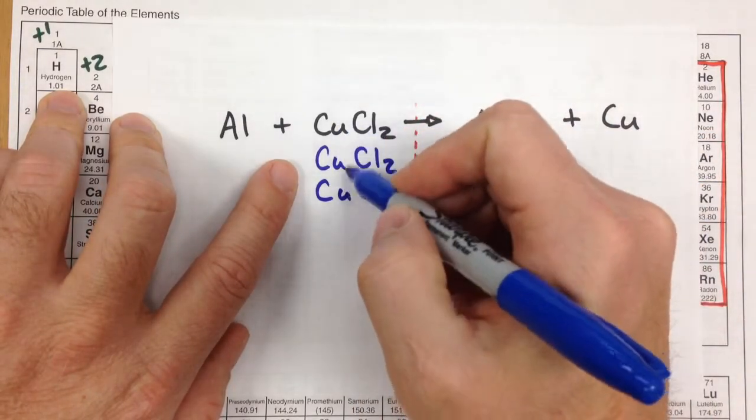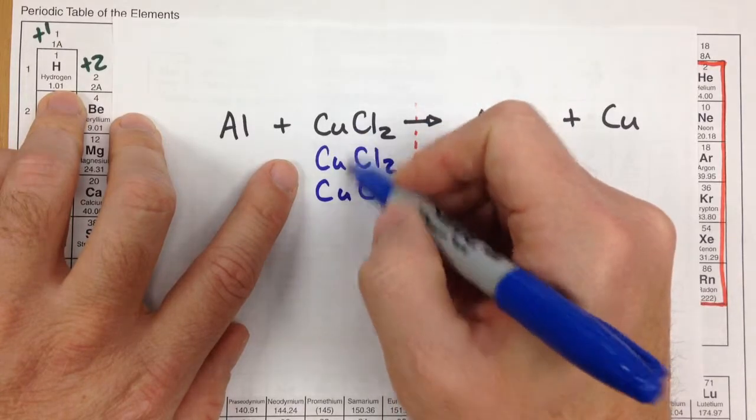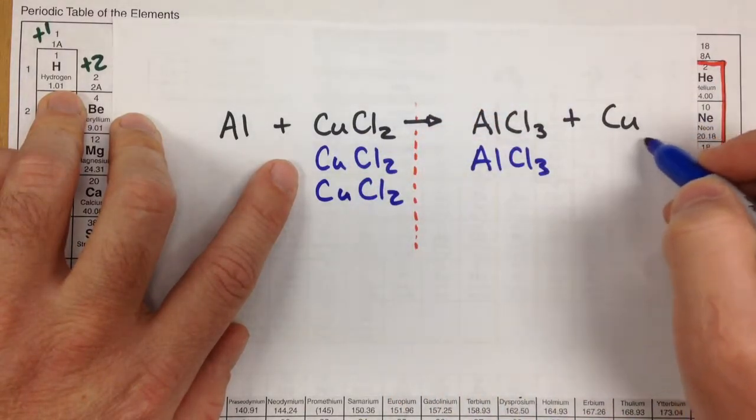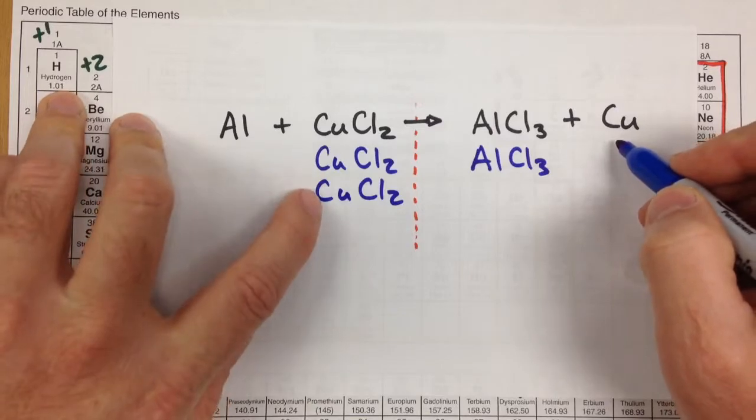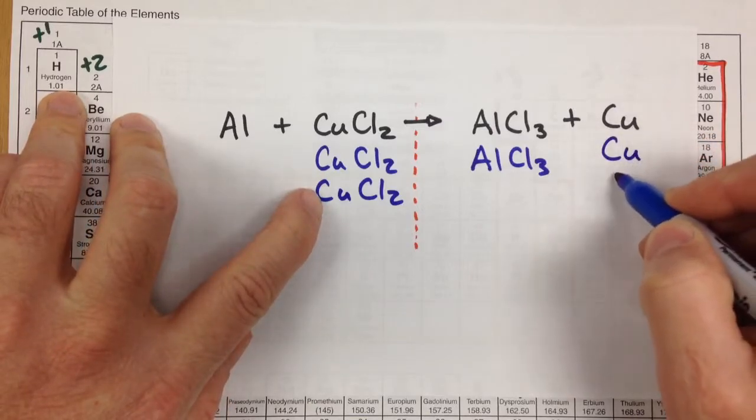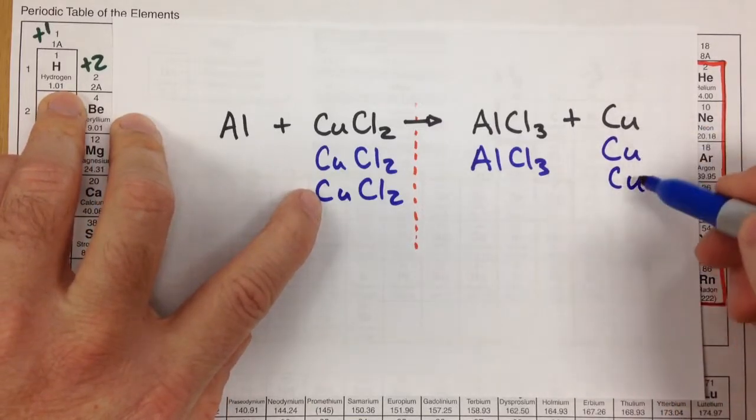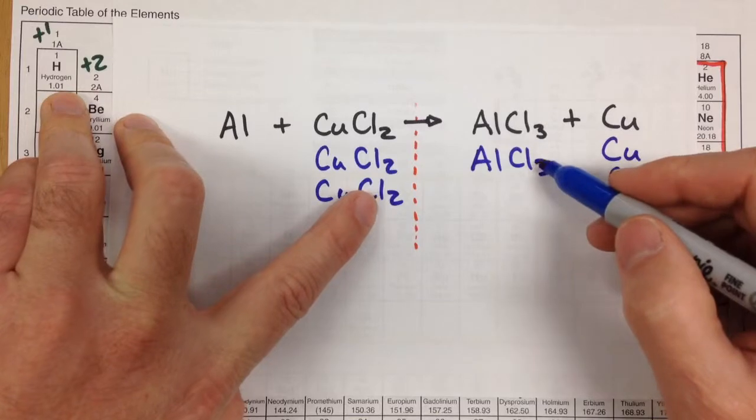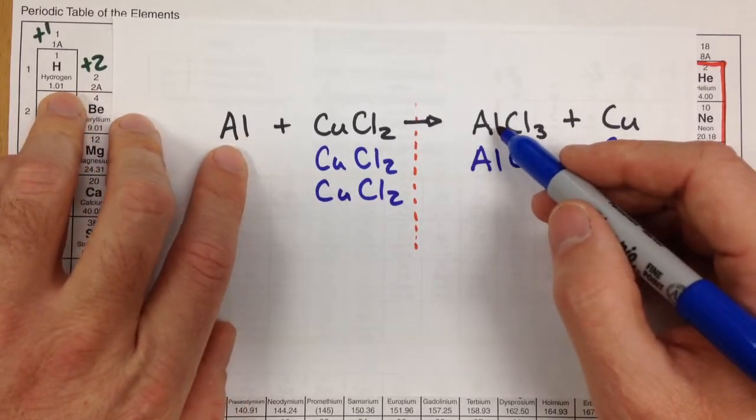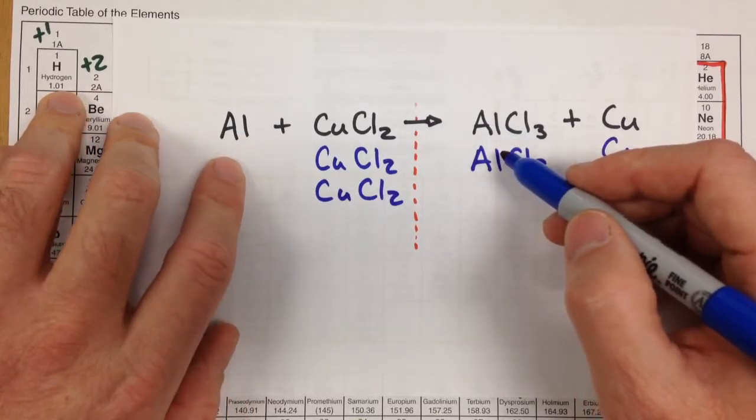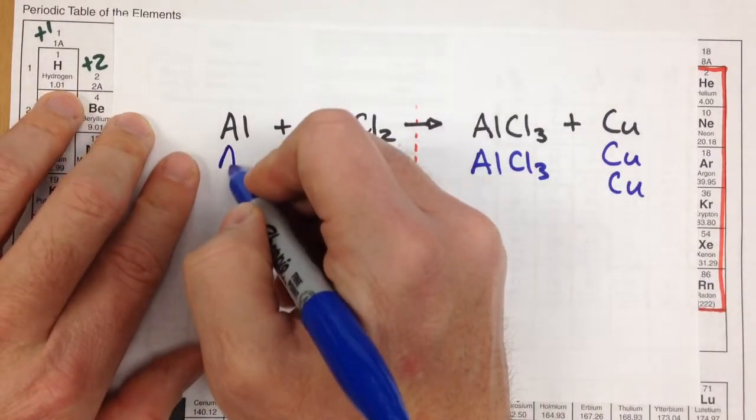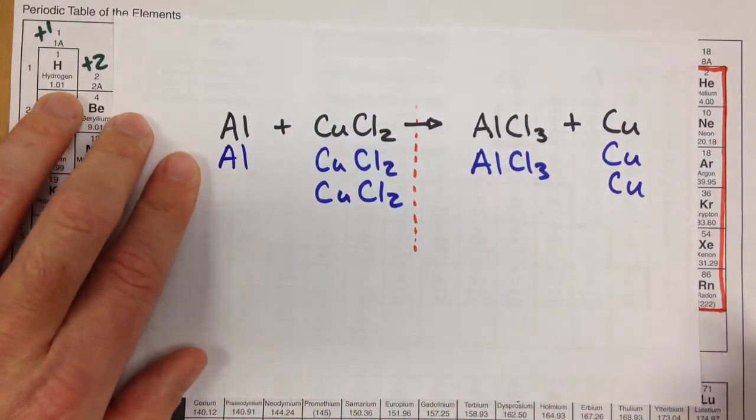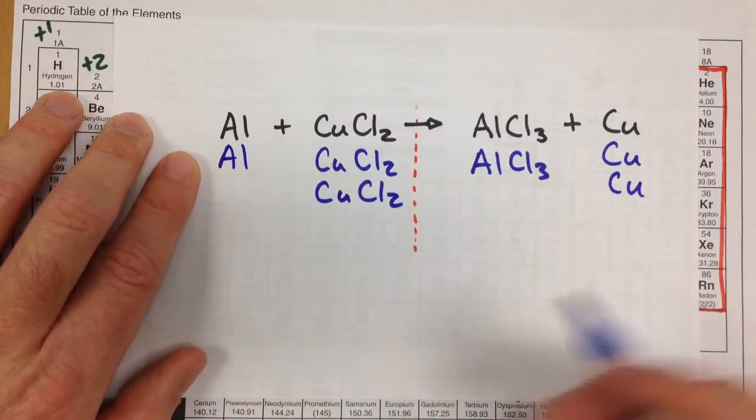Now look, I made a mistake, or I didn't make a mistake, but I added extra coppers there. So I need to add more coppers on this side. I have 3 on the left, so let's make there be 3 on the right. Now I have 3 coppers on the left and 3 coppers on the right. Coppers are balanced. My chlorines still balanced. My aluminums, however, I've got 2 on the right, just 1 on the left. I've got to add in another aluminum on the left to get them to balance.